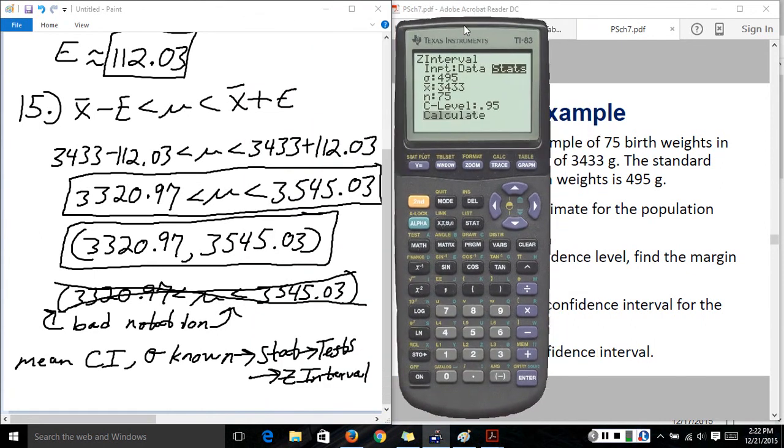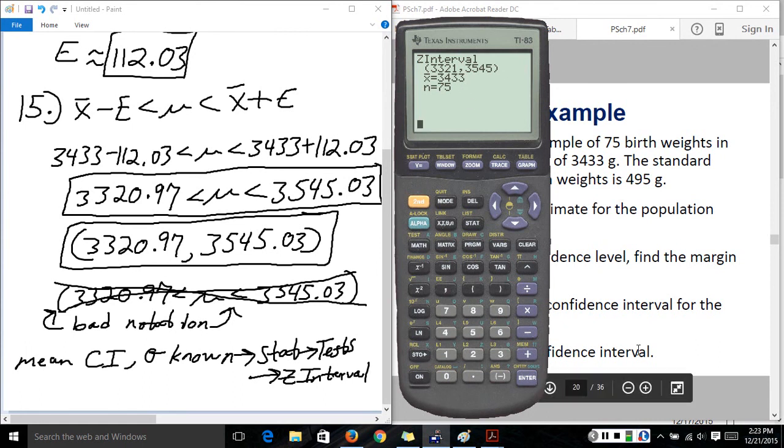Once all of those are filled in, I calculate and I get my answer. Rounded to the nearest whole number, our answer is the same as the calculator's. The calculator shows it in interval notation. It also reminds you of X bar and the sample size. So that's how to find a confidence interval for a mean when sigma, the population standard deviation, is known.